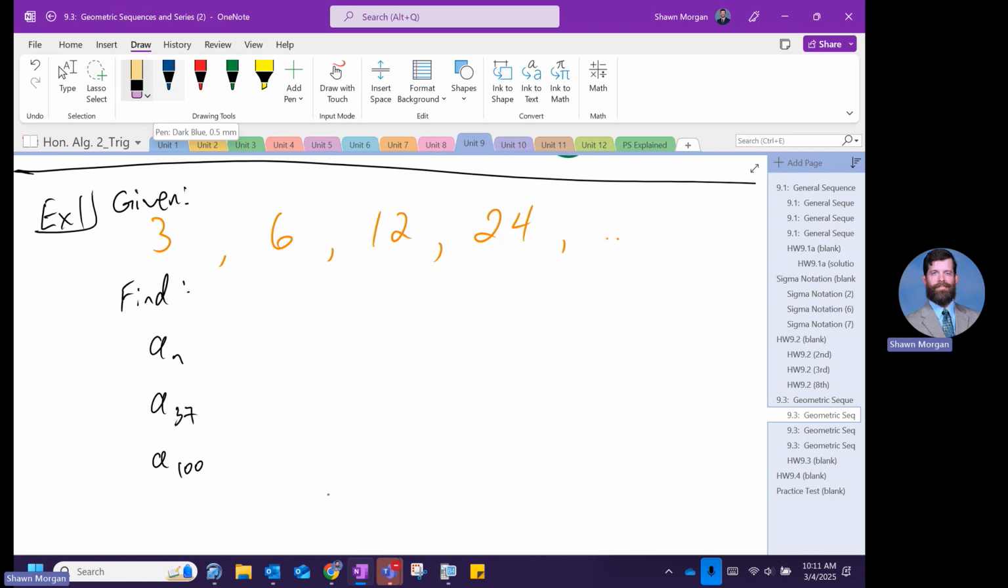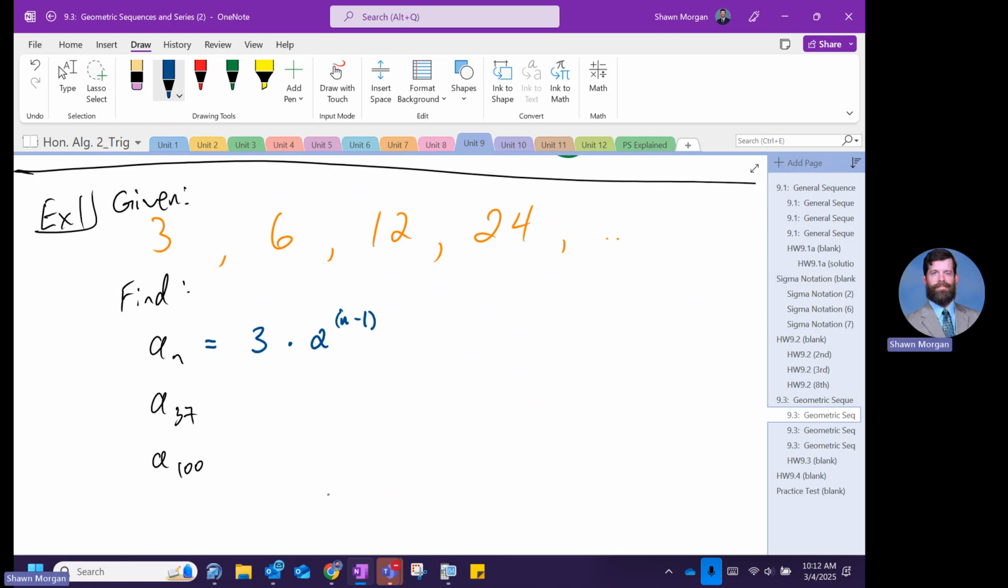So let's write up our formula. Here we go. A sub n equals a sub 1 times r to the n minus 1. So let's sub in those two parameters. What's a sub 1? 3. First term, and then what's your ratio? 2. Good. All right. 3 times 2 to the power of n minus 1.